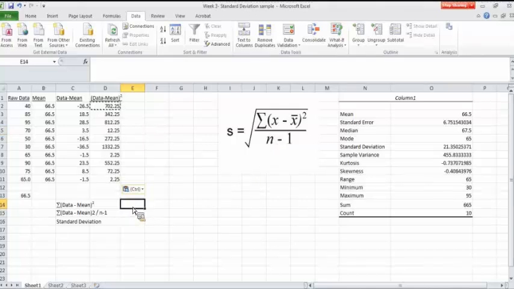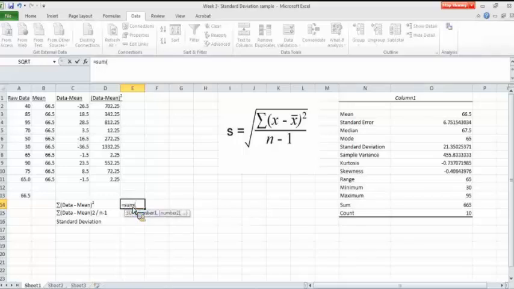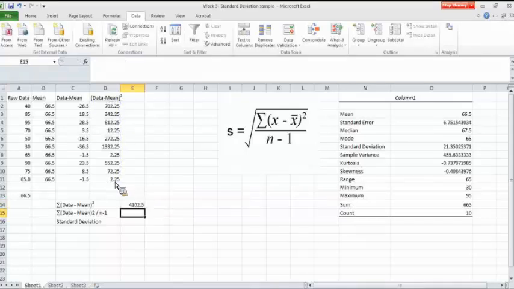So here, I'm going to say sum. I'm going to pick my data points. So there's the sum of the data minus the mean squared. So this is this part right here. Now I'm going to take divided by n minus 1.